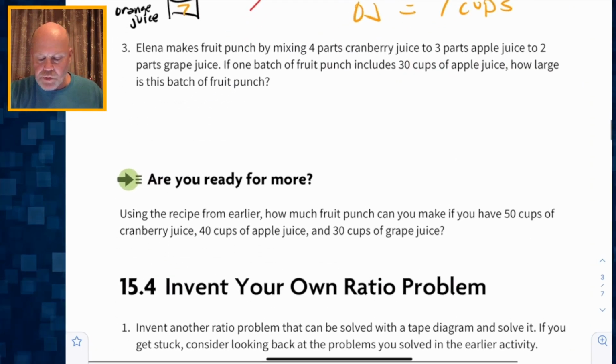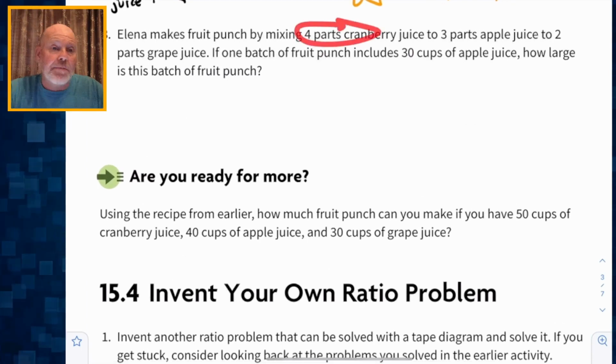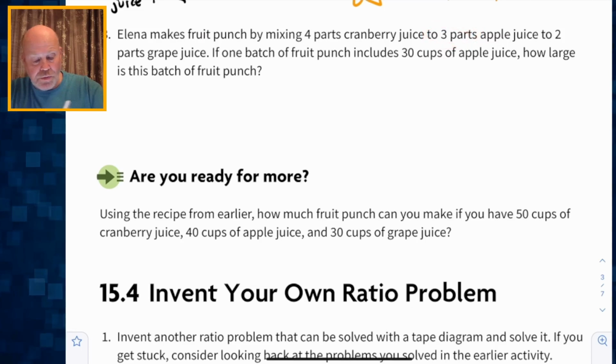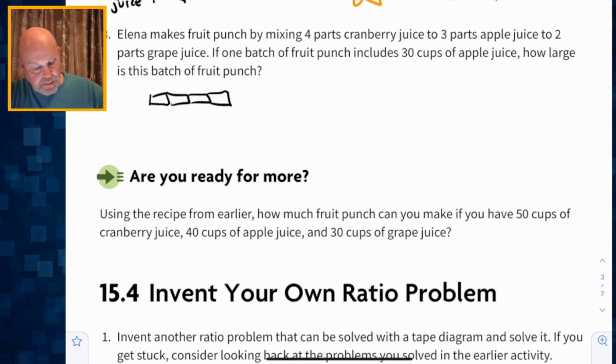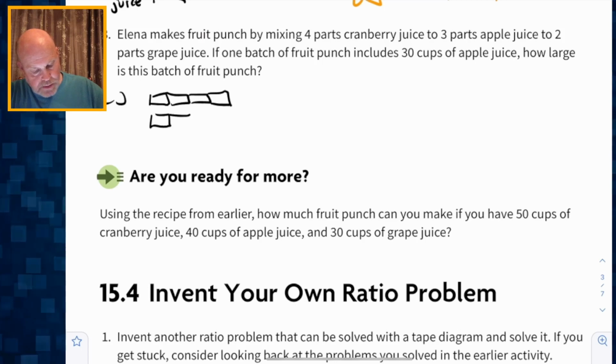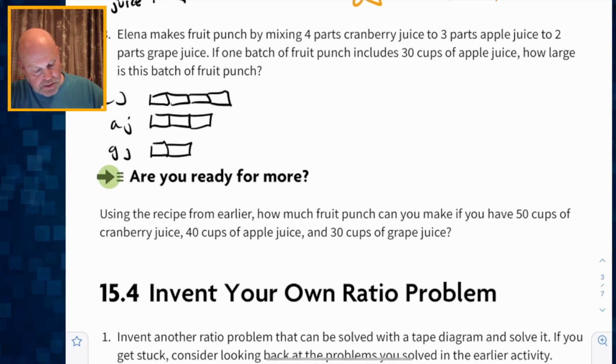And then the last word problem right here. Elena makes fruit punch by mixing 4 parts cranberry juice to 3 parts apple juice to 2 parts grape juice. So again, we've got another triple. All right, so let's draw it. 1, 2, 3, 4 is the cranberry juice. And then 3 parts apple juice: 1, 2, 3. And lastly, 2 parts of grape juice: 1, 2, and that's the grape juice.